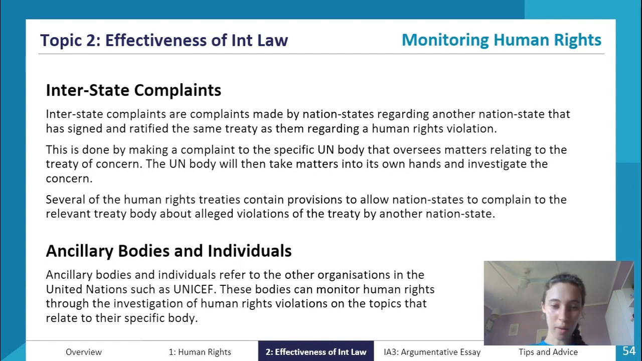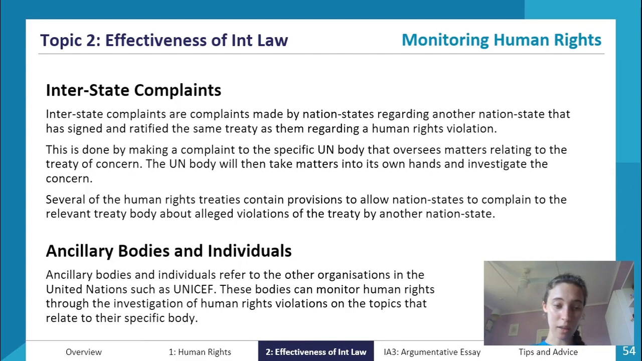So several human rights treaties contain provisions to allow nation states to do exactly that. So not all of them, but some of them allow those complaints.